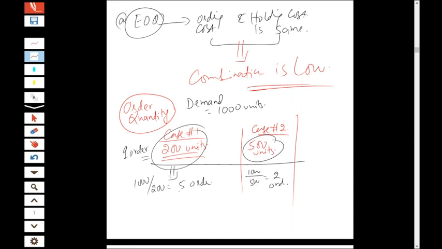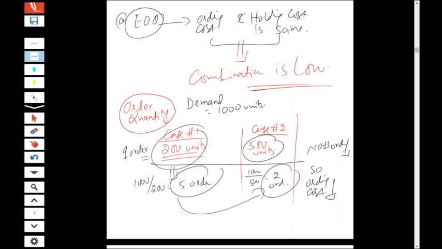So that means what? When your ordering quantity increases, your number of orders is reduced, and so your ordering cost will be reduced. Agreed on that? You have to place 5 orders here and you have to place just 2 orders here. So when your order quantity increases, I am going to draw the graph.